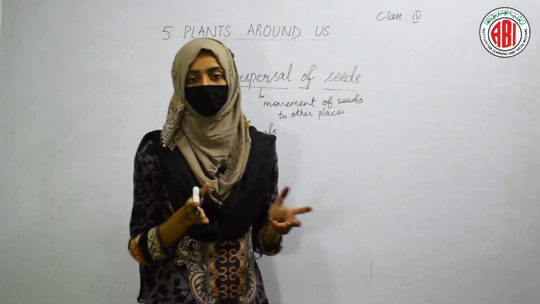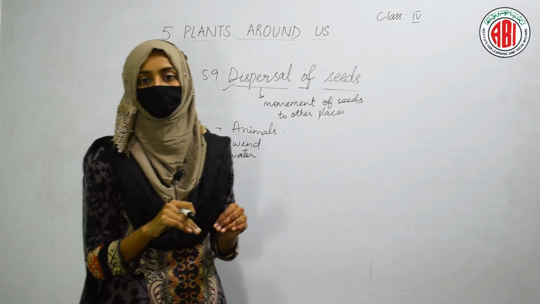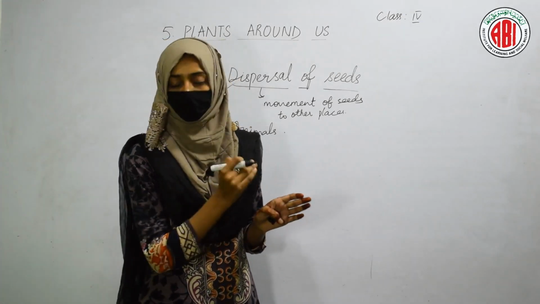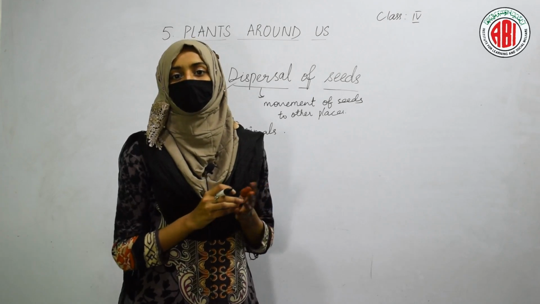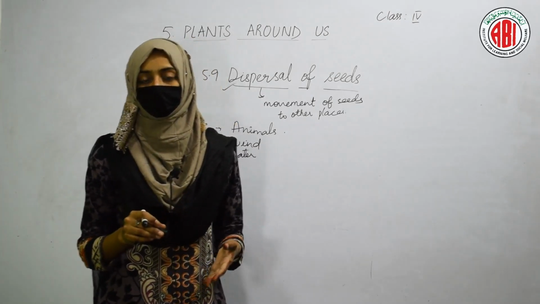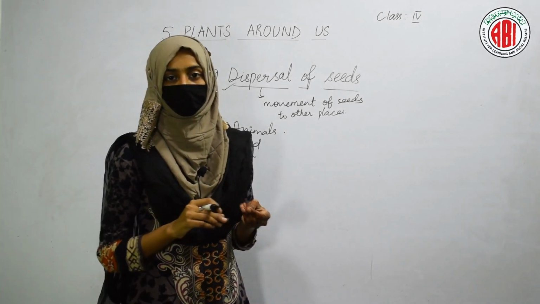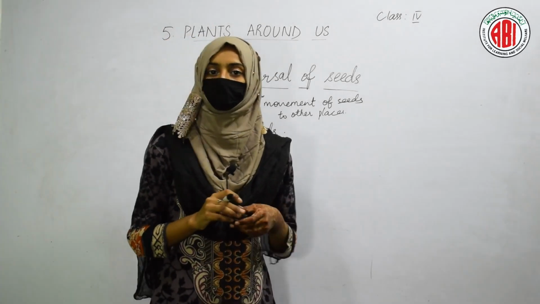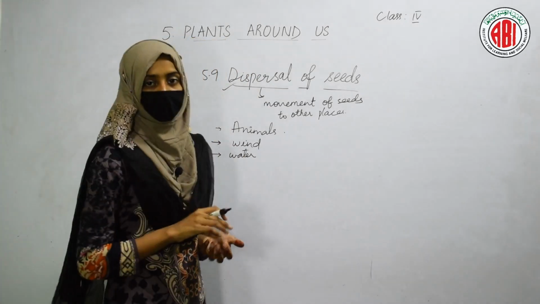Whenever the rain occurs, the raindrops which fall on the ground form a water flow. When the water starts running off, the seeds which are there on the ground can also move along with the water. So in this way, water is also acting as an agent in the dispersal of seeds.